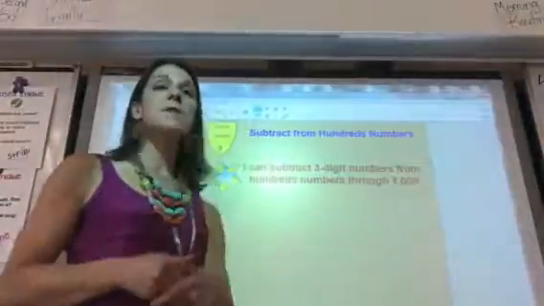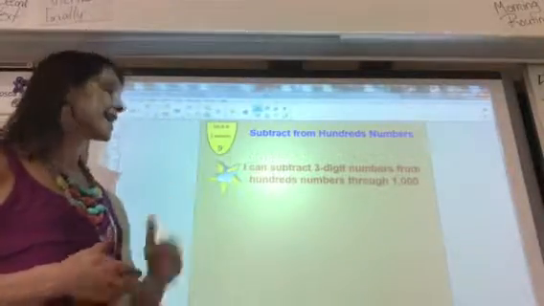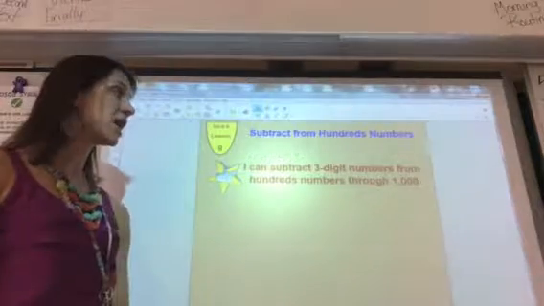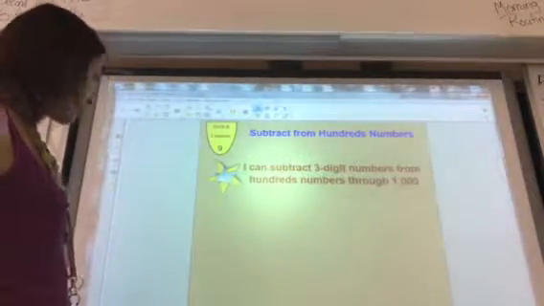Today we're going to talk about subtracting from hundreds numbers. Our I can statement is: I can subtract 3-digit numbers from hundreds numbers through 1,000.